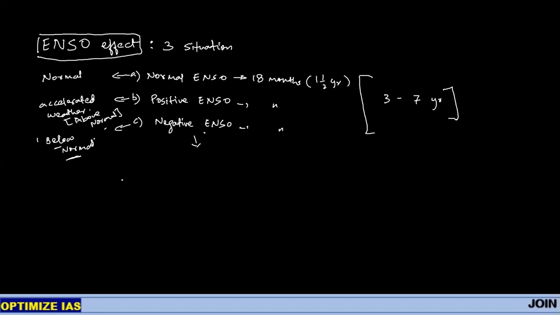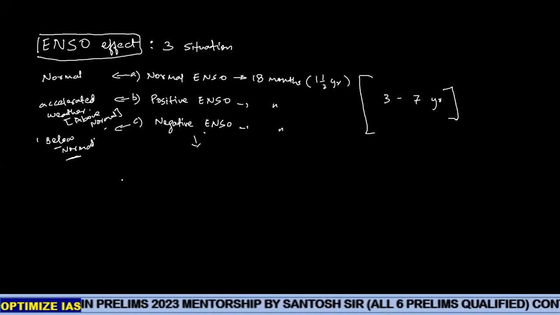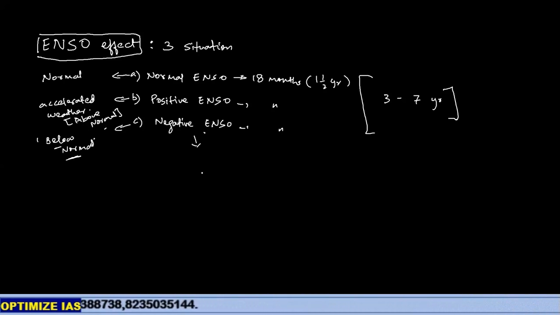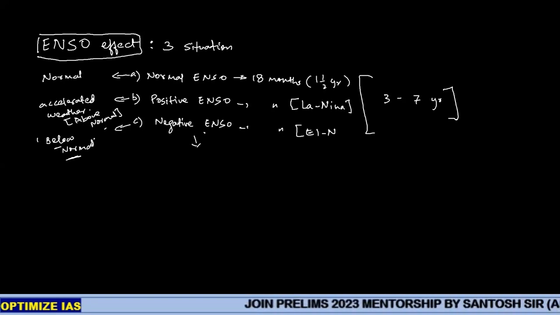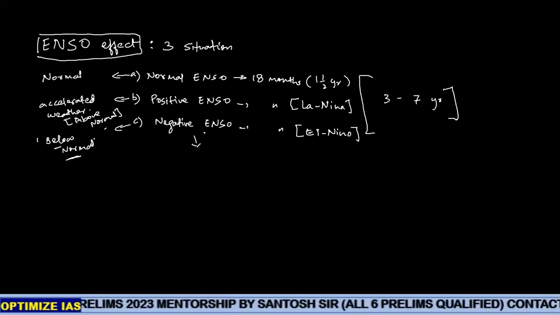When the Indian monsoon behavior is below normal, drought occurs. That reason is called negative ENSO, or the El Nino effect. So we are writing here: positive ENSO is called La Nina effect, and the negative ENSO is called El Nino effect. So all this is being considered actually.